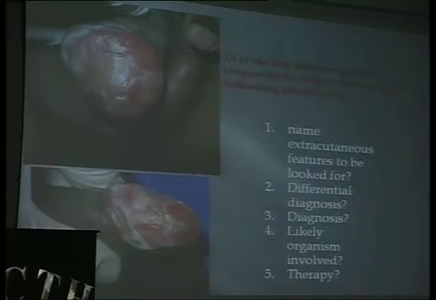So I have already discussed with you all those extracutaneous features and differential diagnosis. So in this case Shigella was the organism. This boy had a Shigella dysentery. So any other doubts in this? Okay. So we are running short of time. We'll go to the next one.